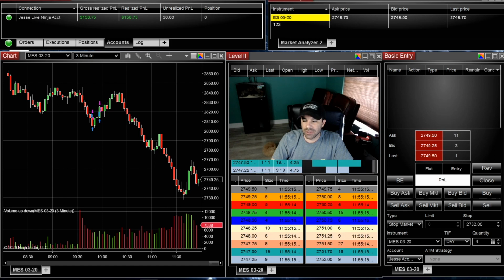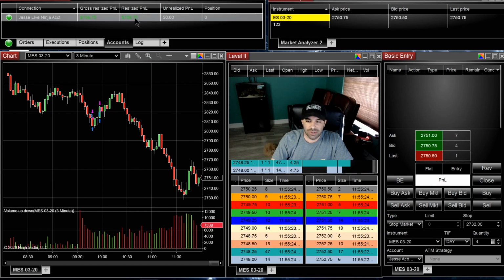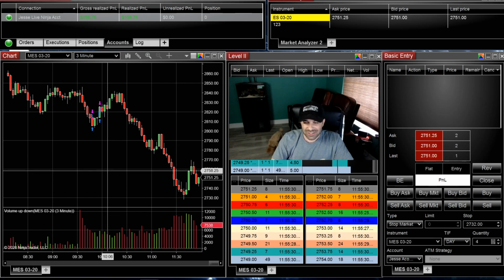Probably will be the last one, just in case we start to get choppy. I thought we were going to get choppy, but we just instead had a huge sell-off. So I had $207 there, plus $158 over here on Ninja. So well up over $300 in the day, you know, closer to 400 if anything. So I'm really happy with that.